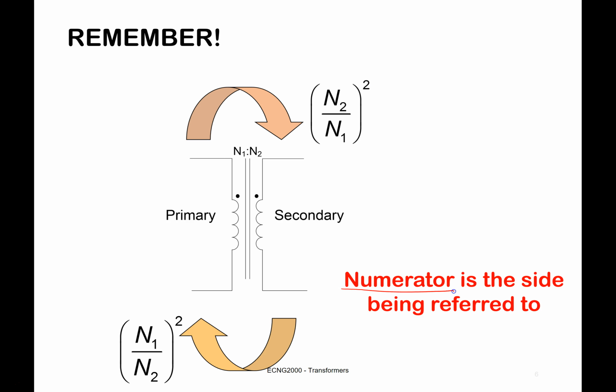So note that the numerator is the side that we're going to, which is the same thing we do with voltage, except if we're going from voltage here, V1, then V2 is equal to N2 on N1 V1. So the impedance is the same, except for the impedance, this is squared. But just like voltage, the side you're going to will be the side that is on the numerator.